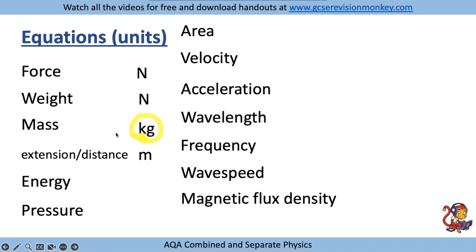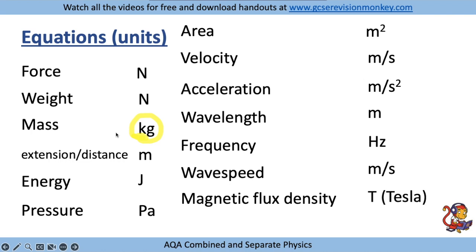Extension or distance is meters. Energy is joules. Pressure, pascals. Area, meters squared. Velocity, meters per second. Acceleration, meters per second squared. Wavelength in meters. Frequency in hertz. Wave speed in meters per second. And magnetic flux density in teslas.